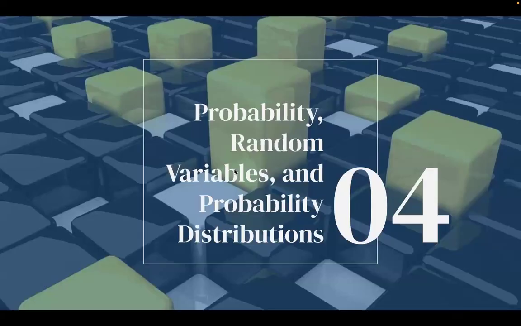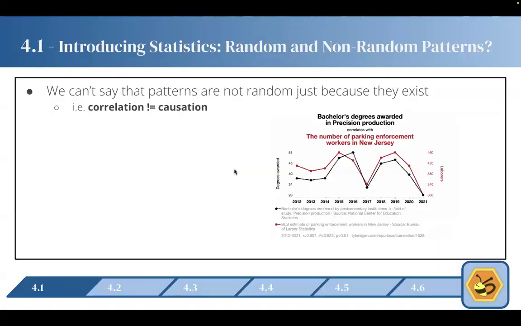All right, so here it is. Unit 4. The very first subtopic in Unit 4, 4.1, is really easy. The first thing we can say, or actually can't say, is that patterns are not random just because they exist. In other words, just because a pattern exists, we can't say there's something there, right? In other words, correlation doesn't equal causation.